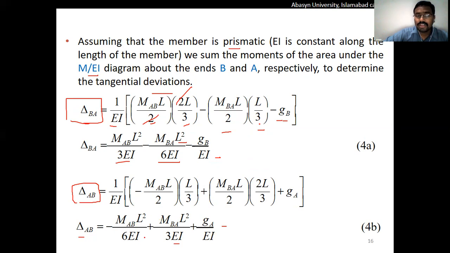The important point to note here is the point where we are calculating the deformation. For the first part we get L square, and in the denominator we have a 6. Where we have delta AB, we have MAB over 6EI. Similarly, where we have delta BA, we get MBA over 6EI. It means that at the near end we have a deformation factor of 1 by 6, and at the other end a factor of 1 by 3.